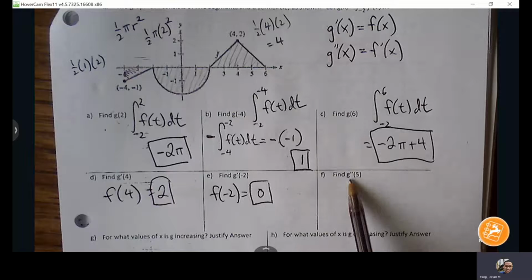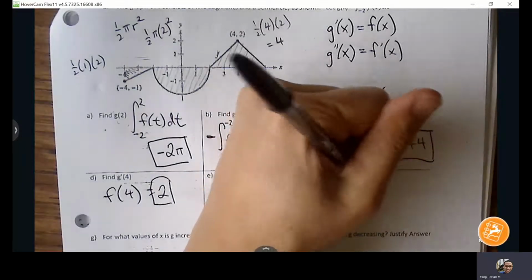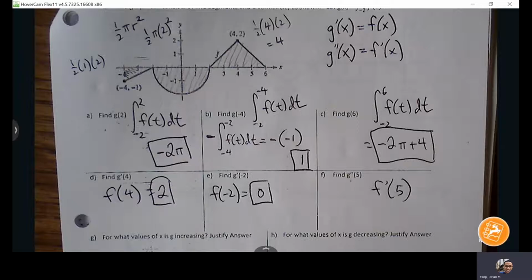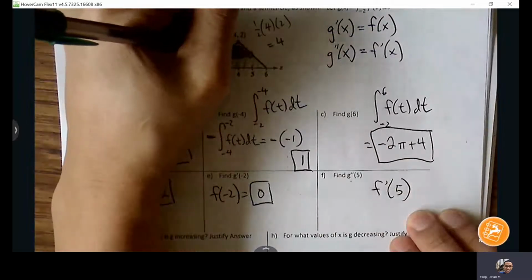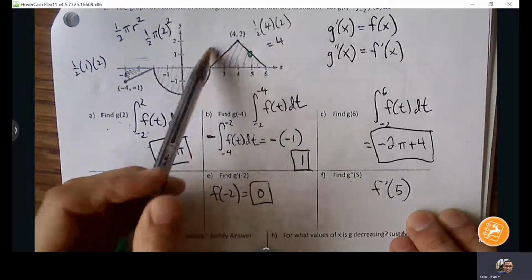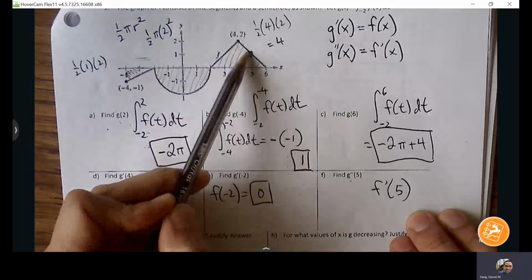Okay. G double prime of -5 is the same thing as f prime of 5. F prime of 5, we're not going to pull the ordered pair, but instead we're going to pull the what? The slope of that line. Okay, so pick 2 points on the graph, and just do rise over run. Down 2 over 2, that's a slope of -1.